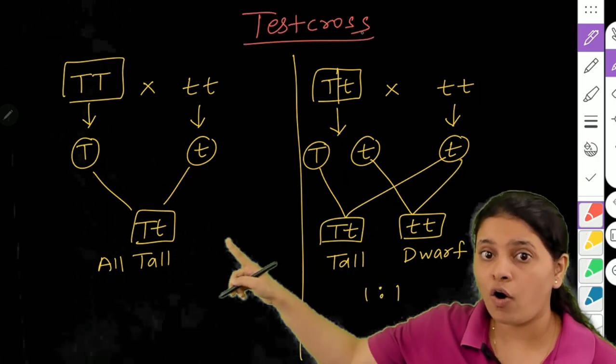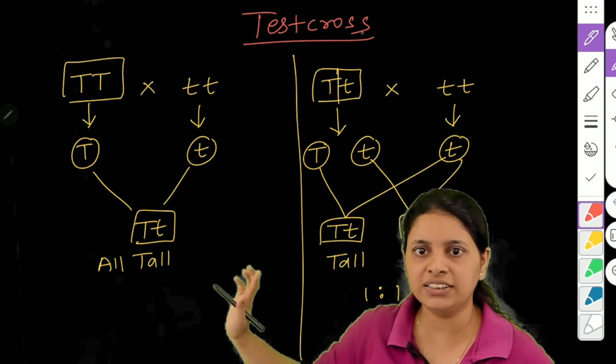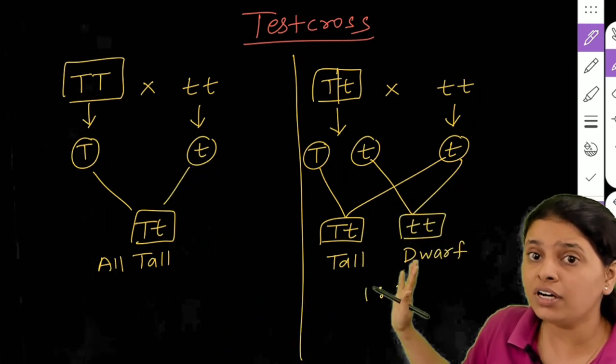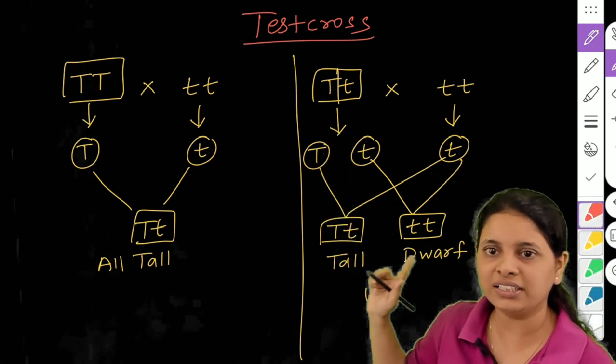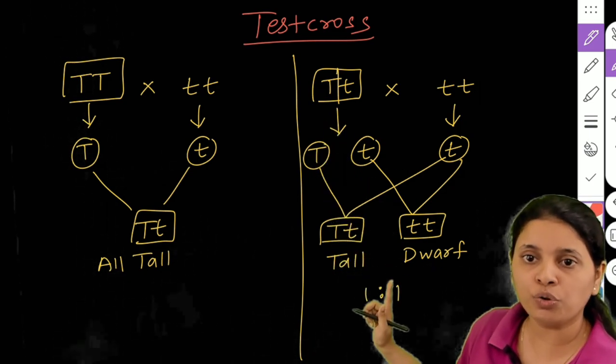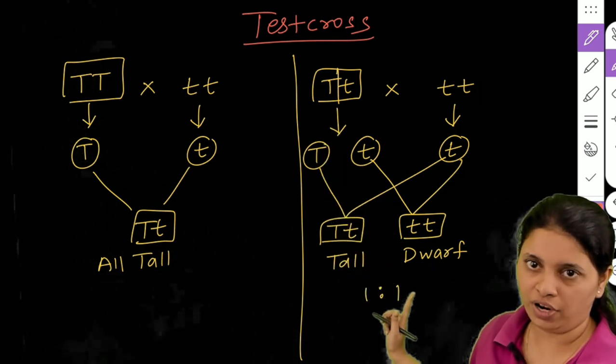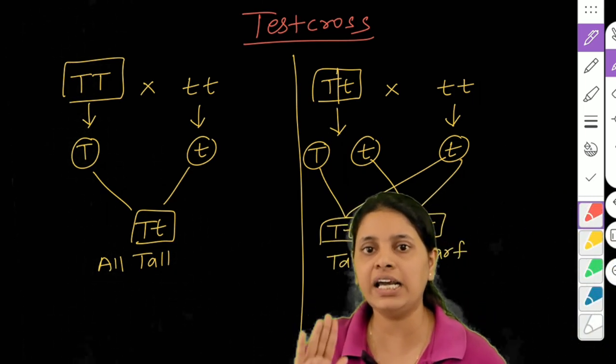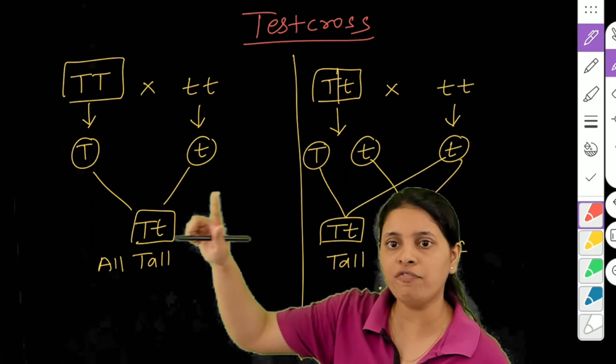All the offsprings here were tall. This tells us that the unknown genotype was capital T capital T. And if the unknown genotype was capital T small t, that is hybrid, then the offsprings will show ratio 1:1. So with the help of such test crosses, we can easily find out the genotype of unknown plants.